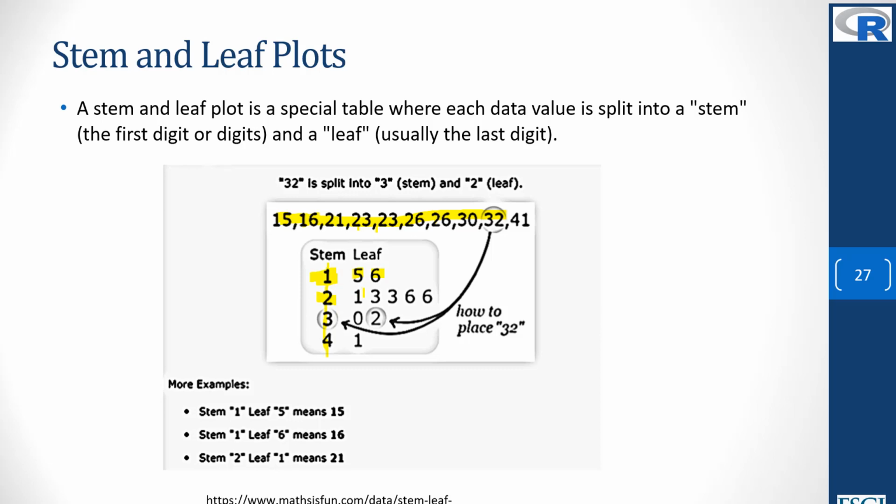So you have 2, leaf is 1, leaf is 3, 3, 6, 6. So we have 5 values that are in the 20s. And then we have 2 30 values, leaf is 0, leaf is 2 for these two numbers. And then that single value in the 40s, and it's 41.